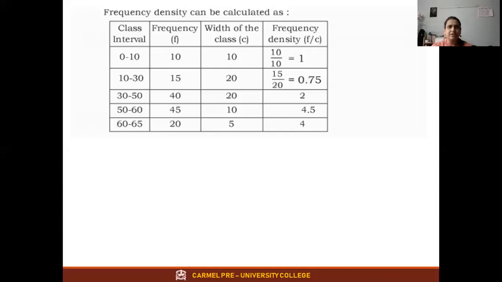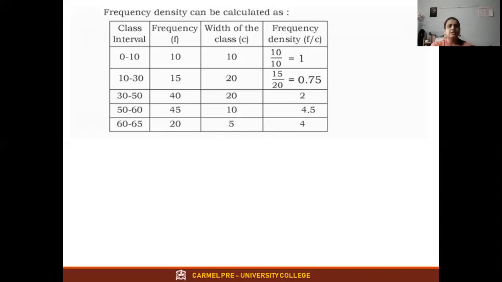Frequency divided by the width of the class. I think it's pretty much clear in this table how you find frequency density. What is the definition? What is the formula? Definition: it is the ratio of frequency to the width of the class. Formula: frequency density equals frequency divided by width of the class. How to solve is there in this table. But this is pretty much important, normally asked.